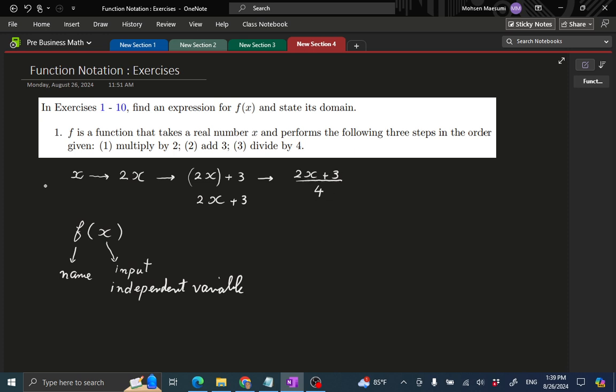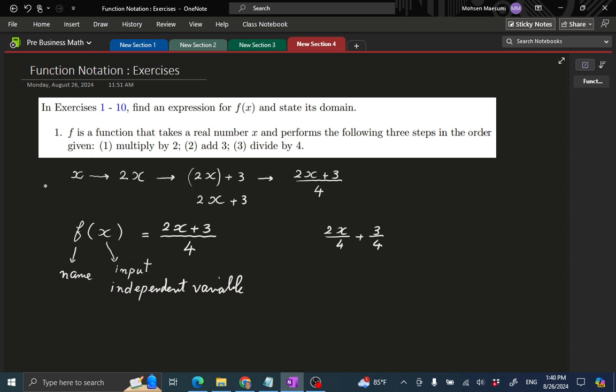And we said this is equal to whatever is produced at the end of all this process. So (2x plus 3) divided by 4 is the output, indicating that we doubled first, then added a 3 and divided the whole thing by 4. Now it so happens that you can rewrite the same thing in another style. For example, you can write it as 2x divided by 4 plus 3 divided by 4.